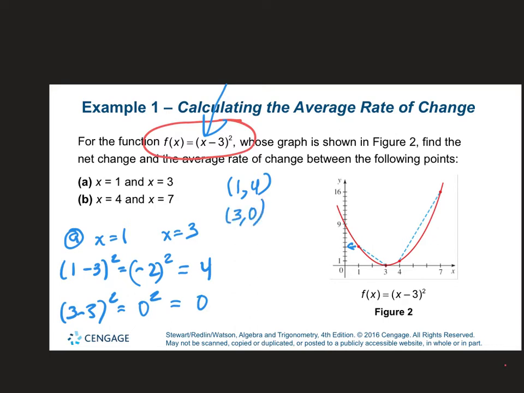So if they want to know what the net change is, remember, net change is what? Change in y's or the change in the x? Just talked about it. Well, the net change would be the change in the y. So your net change would be 4. When they ask for the average rate of change, you use the slope formula. So I'm going to say 0 minus 4 over 3 minus 1. What's 0 minus 4?